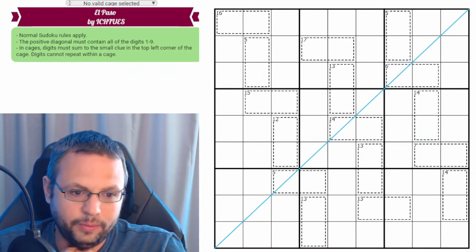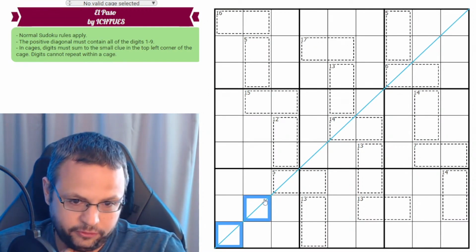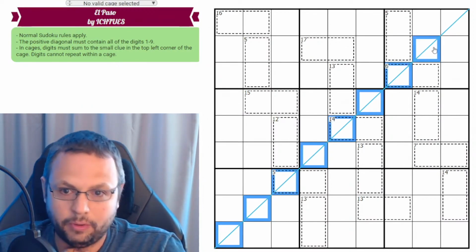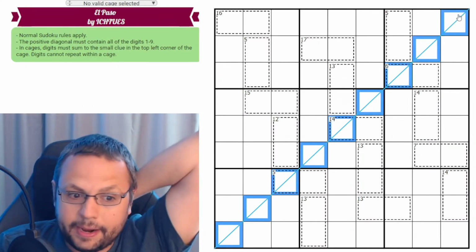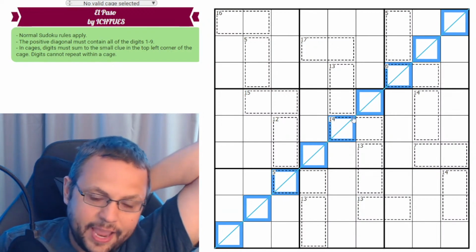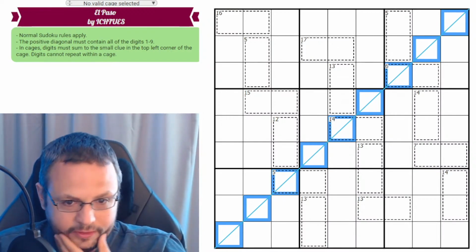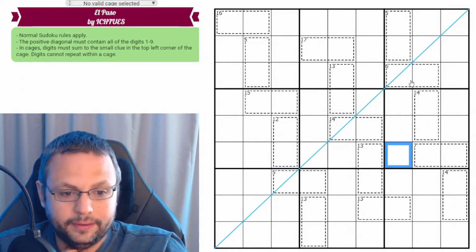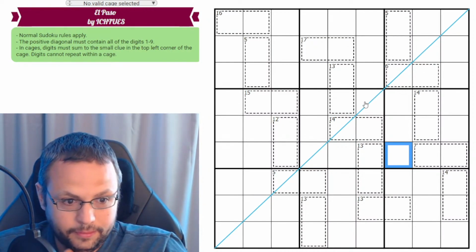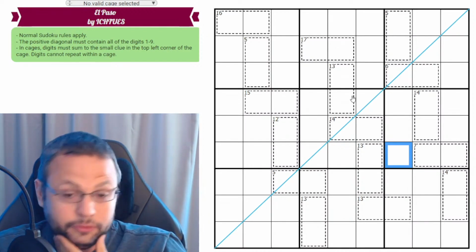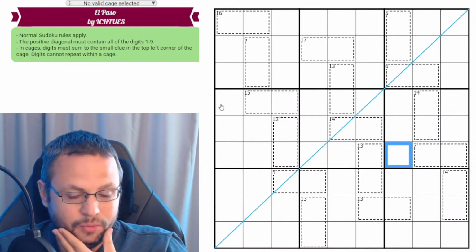This is a killer with one more restriction, which is that we can't repeat digits on this diagonal. So if you want to think about it this way, really this diagonal is a 9-cell killer cage, basically. There you go. It was a very neat puzzle, Kenny, by the way. I quite enjoyed it.